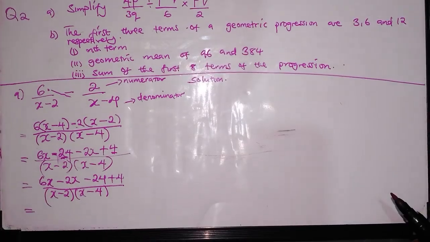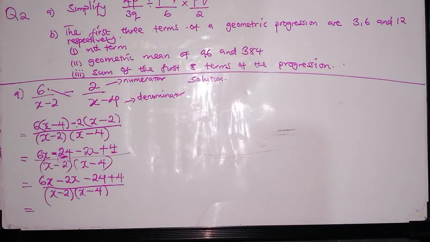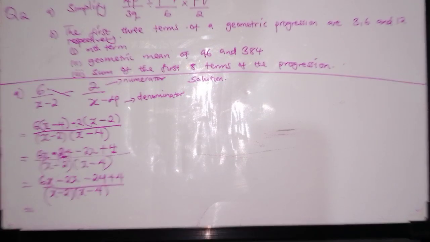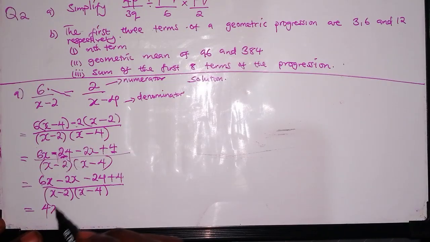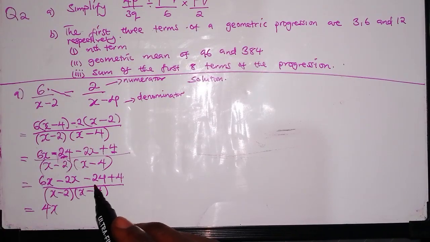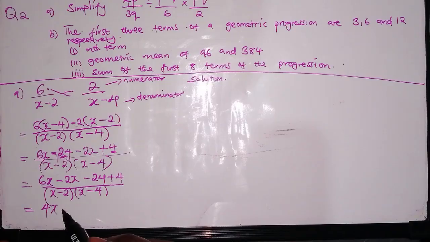Then here now we can have our final answer, which can be 6x minus 2x, we have 4x. Negative 24 plus 4, we have negative 20. Then you divide by x minus 2, x minus 4.